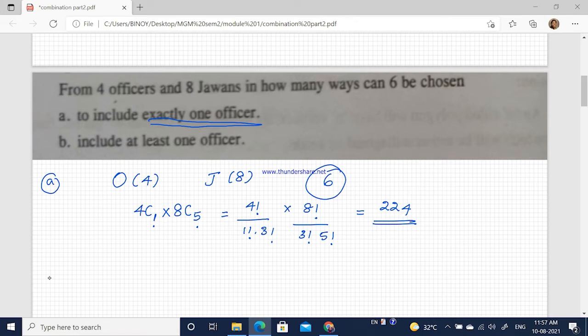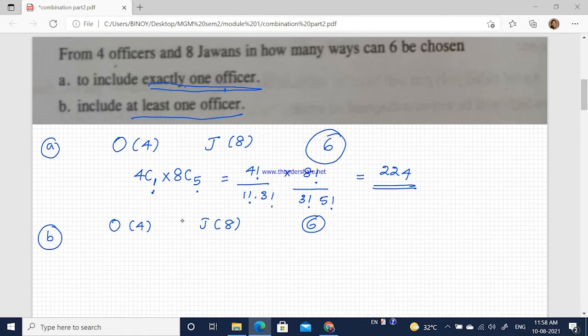The total number of ways. The second question says include at least one officer. The first said exactly one officer, that's why we took only one officer. If I take at least one officer, we have officers numbering 4 and Jawan 8. We should make a count of 6. If I am taking one officer, how many Jawans can I take? I can take only 5 Jawans.